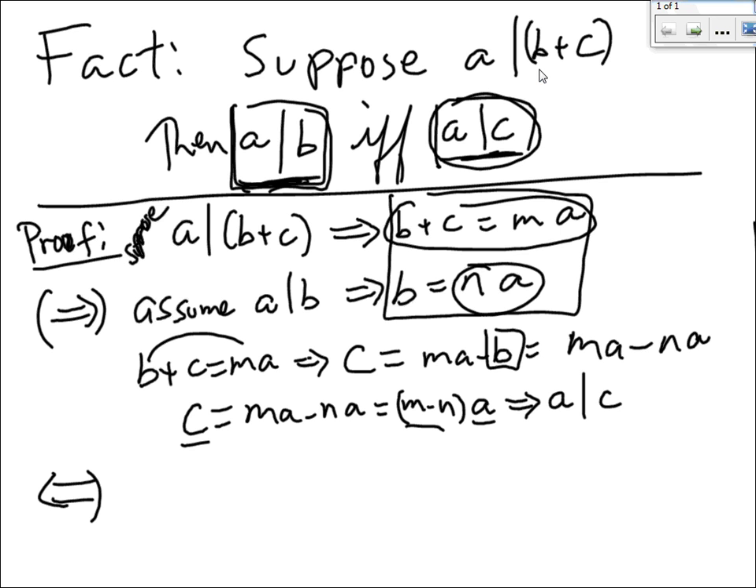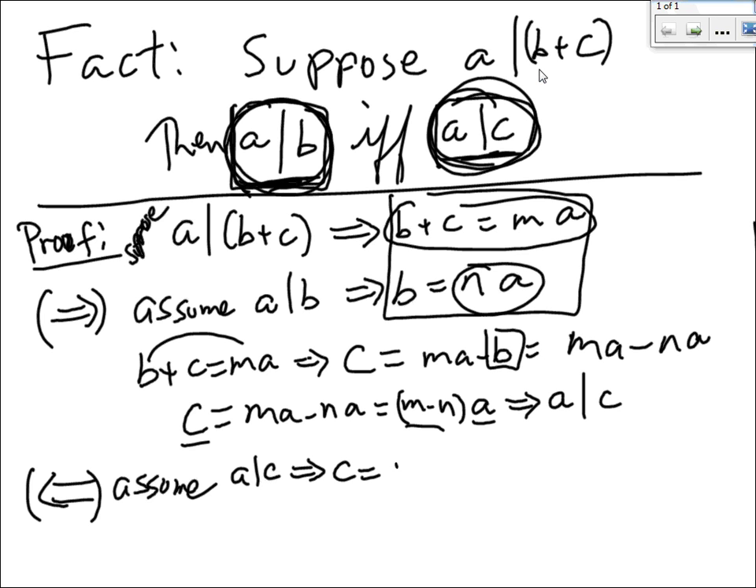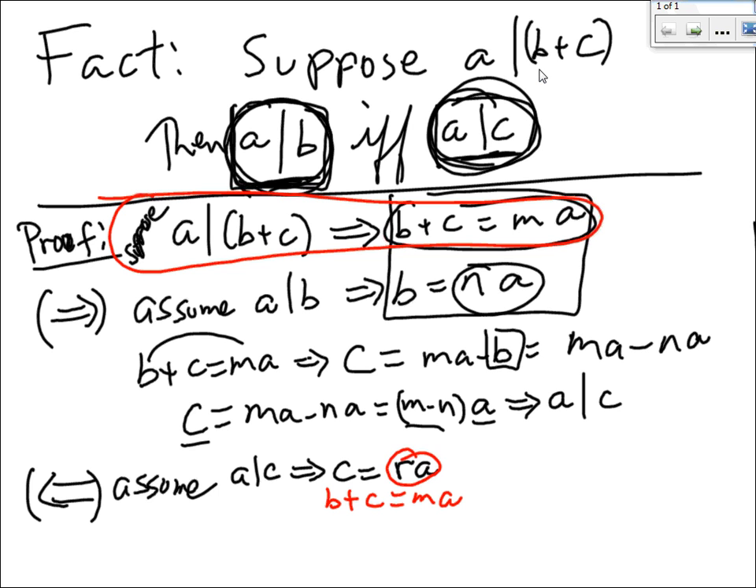Now, let's go the other way. Assume this. Assume A divides C. And I want to show this, which means B is a multiple of A. This means that C is a multiple of A, say C equals RA. But I'm allowed to use this for both directions. So B plus C is MA. So this is just another way of writing C. So B plus C is equal to MA.